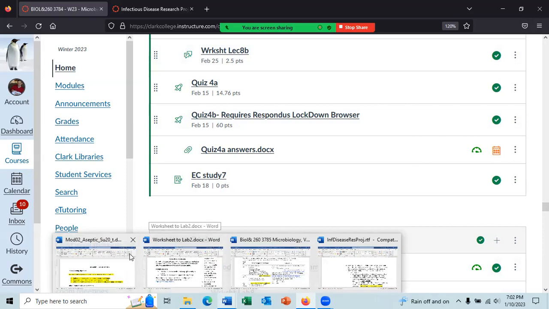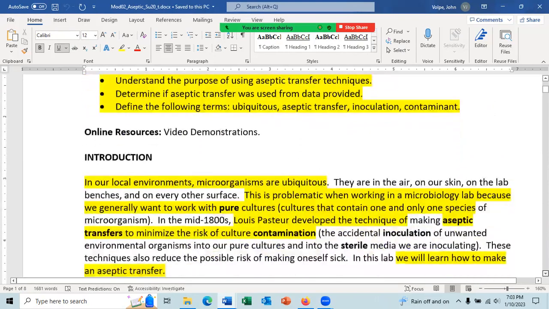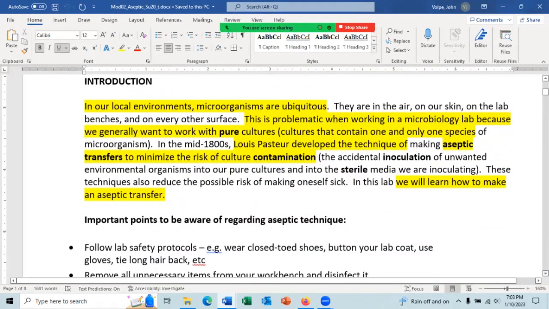All right, let's talk about the lab. We're talking about lab 2, aseptic transfers. Upon successful completion of this lab, students should be able to understand the purpose of using aseptic transfer techniques, determine if aseptic transfer was used from the data provided, and be able to define the following terms: ubiquitous, aseptic transfer, inoculation, and contaminant. There will be some video demonstrations in this lab.